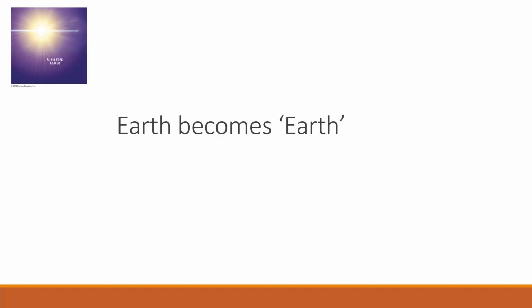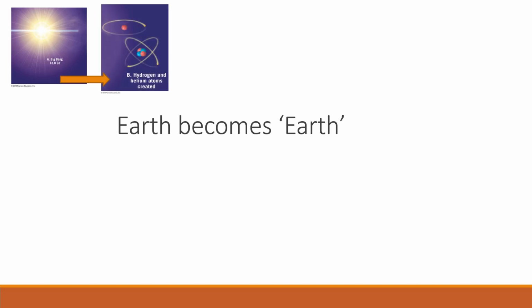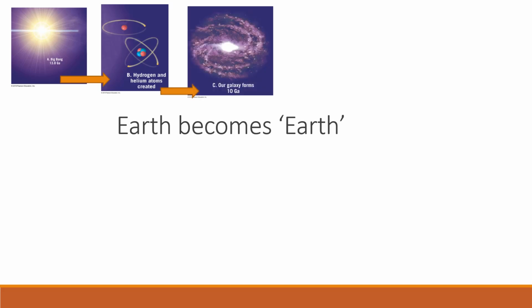So, how does Earth become Earth? We start off with the Big Bang about 13.8 billion years ago. This is when we had hydrogen and helium atoms first being created, and those would then become the building blocks for the rest of the universe. Our particular galaxy, the Milky Way, forms about 10 billion years ago. So it's not the earliest galaxy, not the youngest galaxy either.